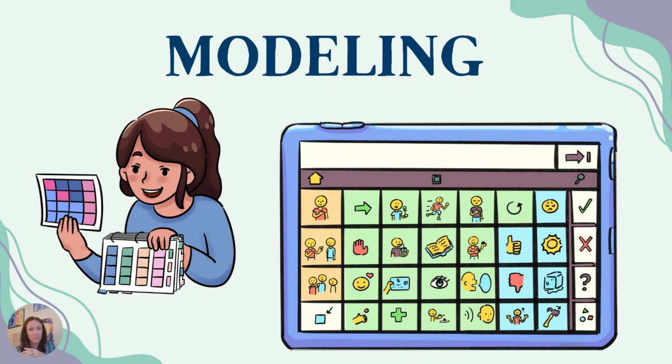We have to help them build those connections. So there might be a lack of connection. So until we can build those connections, let's find another way of communicating so we can decrease these behaviors.